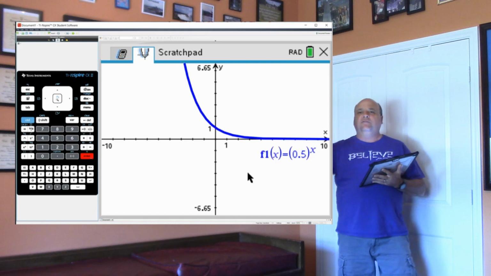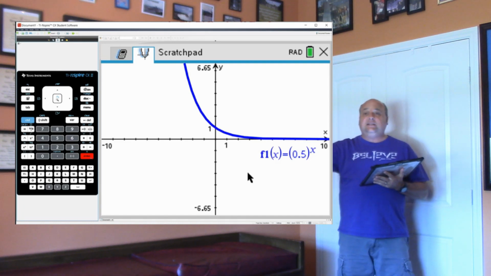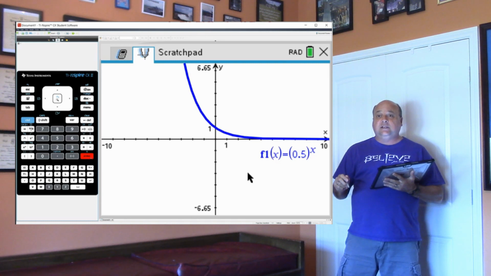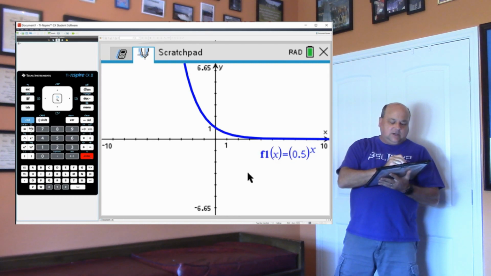Notice the curve is kind of flipped in it. The curve's not going up, the curve's going down, but it still approaches the x-axis. It's never ever going to cross the x-axis. Now let's hit Control-T.